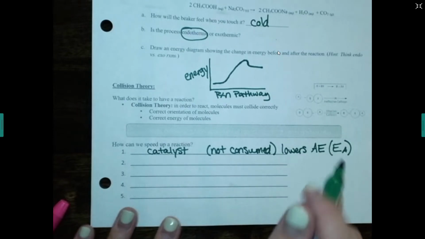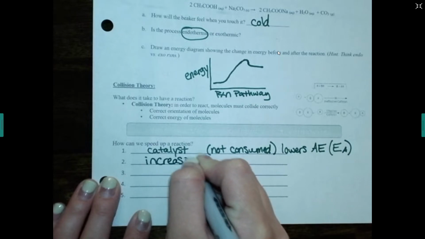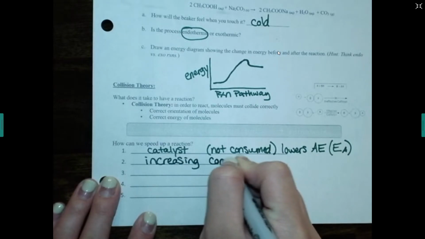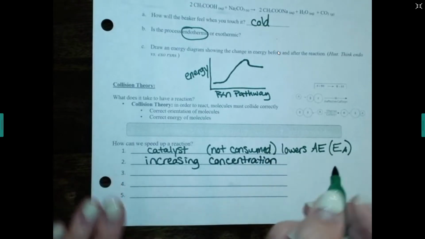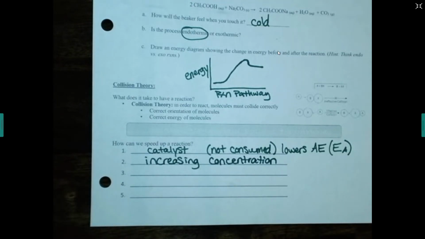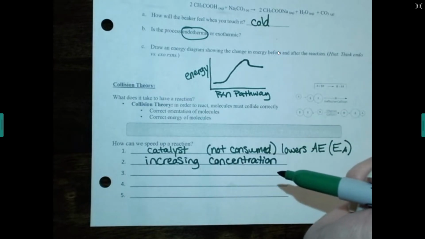Another way we can speed up a reaction is by increasing the concentration of your reactants. Because if it's more concentrated, there are more particles there. When there are more particles there, they're more likely to collide. So you're going to have a faster rate of reaction.